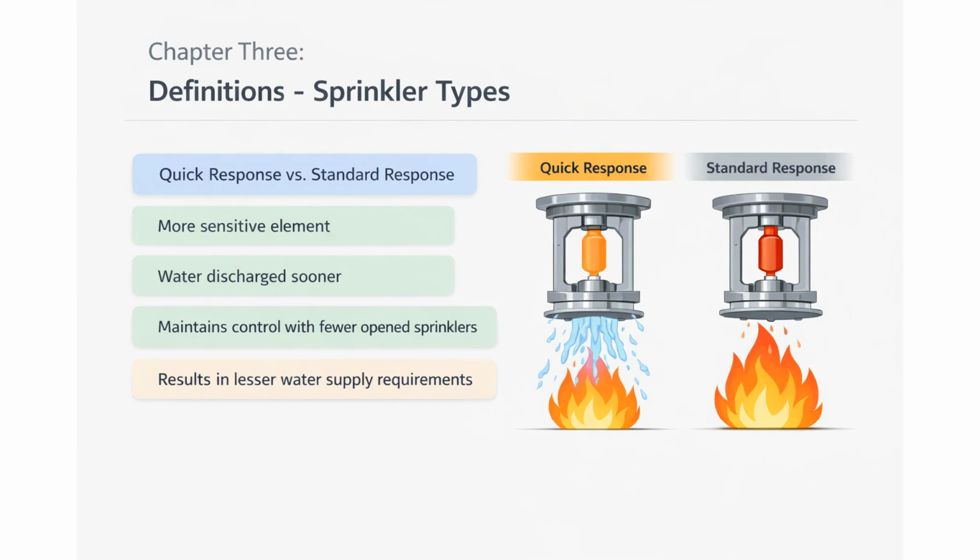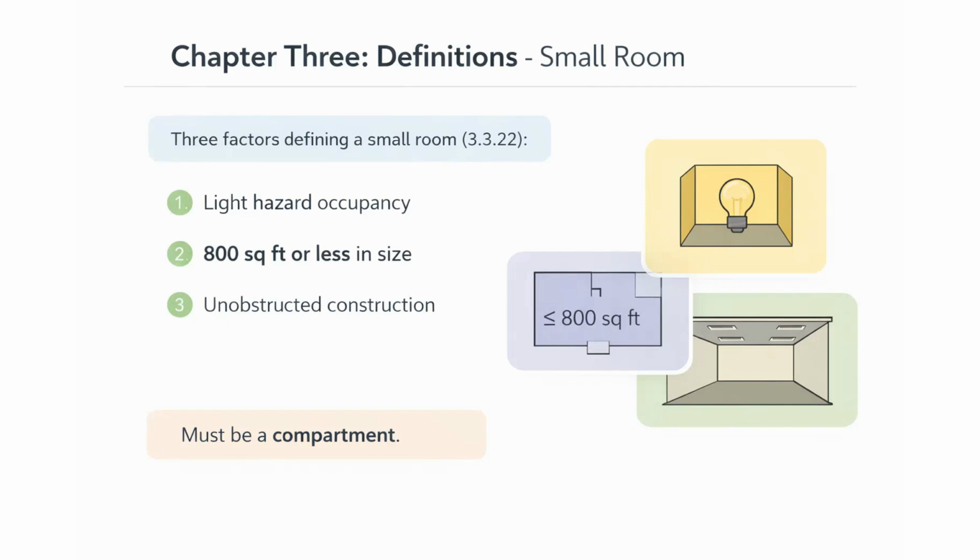A common question is what makes a quick response head desirable over a standard response sprinkler? The key is its more sensitive element. This means water is discharged sooner on a typical fire in a light hazard environment. Because it reacts faster, it can maintain control of the fire with fewer sprinklers opening, which ultimately results in lesser water supply requirements.